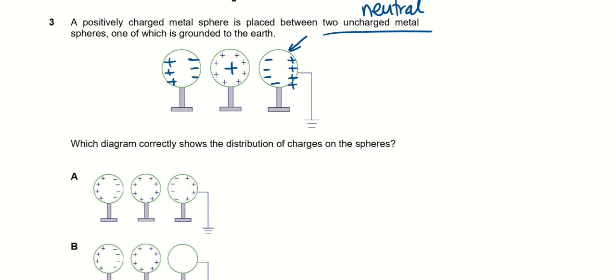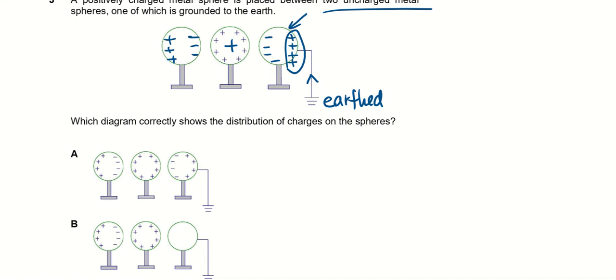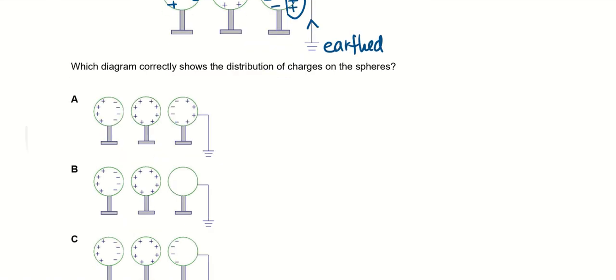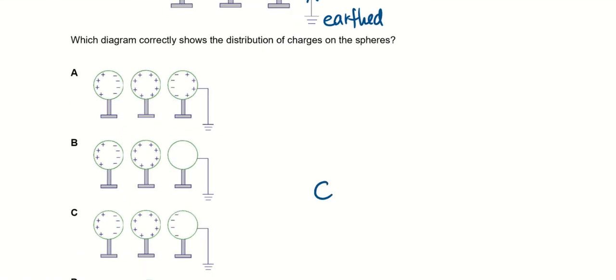And since it is Earth, therefore electrons will actually move up to neutralize the net positive charges accumulated on the sphere. It is not going up to neutralize the protons. So over here it will become neutral. So I'm looking for the option of that, and the answer will be C.